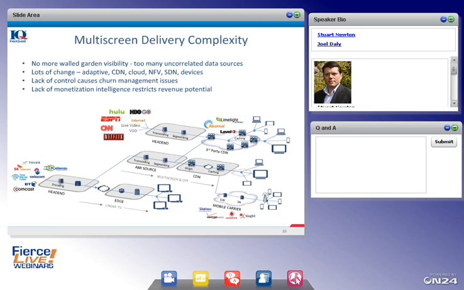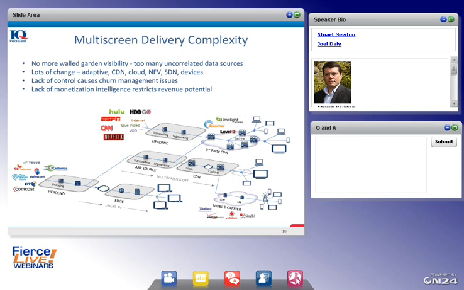So when you go through all that and you look at that complexity and the cycles you have to go through to do that, and then you start to look at the extent of the infrastructure that has to be covered today, the task is very challenging. There's no more walled garden visibility into the networks.